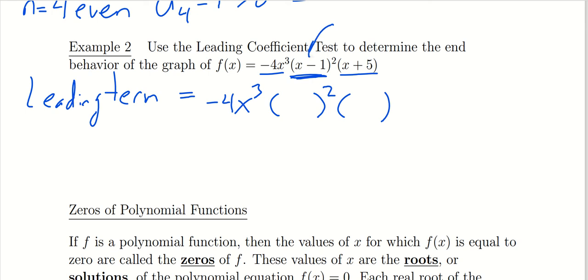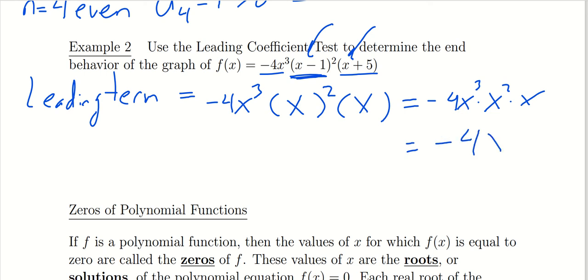So if I look inside the first parenthesis, the leading term within that little subportion of it is going to be the x. And likewise, the leading term within this little subparenthesis is going to be x. And when we multiply all those leading terms together, it'll give us a leading term overall for the full polynomial f of x. So this is going to be negative 4x cubed times x squared times x, which is going to be equal to negative 4x to the sixth.